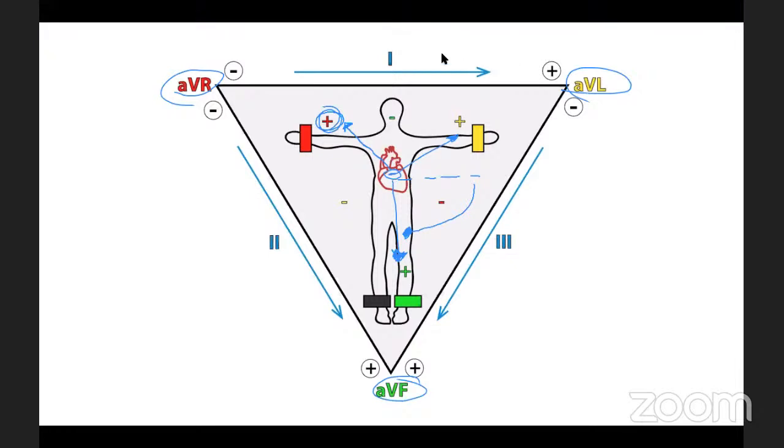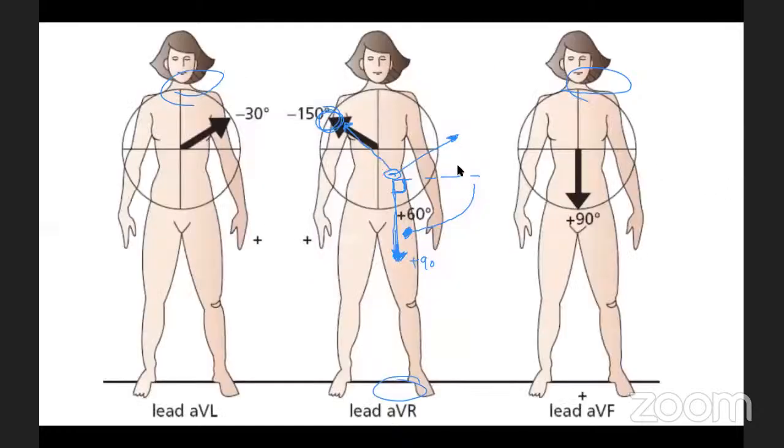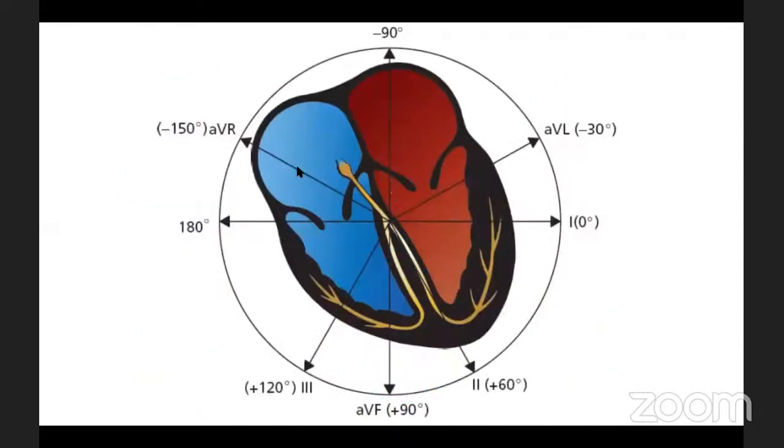Positive 90. Someone said positive 90. Exactly, yeah. It's a right angle, because the heart is here and then it's going straight down. So it's a positive 90 degrees. This one is really easy to remember, just like lead one. Lead one was 0.